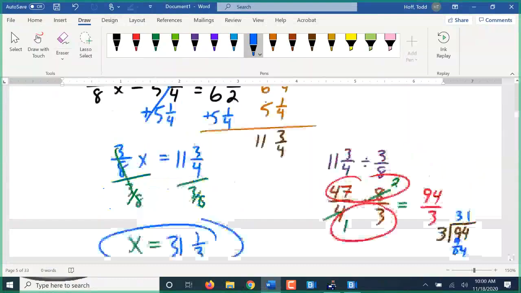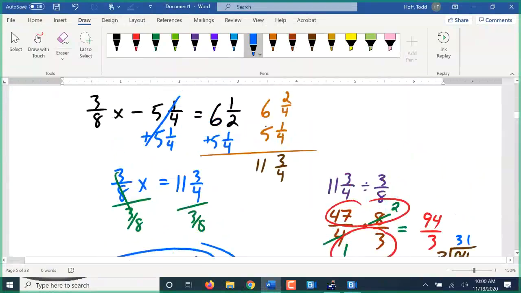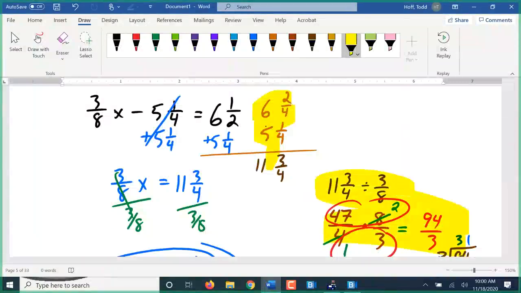It looks like a different process because we have to deal with all these operations with the fractions. But it's the exact same process as solving something like 2x minus 7 equals 11. You just add and then divide. But we have to work with the fraction.